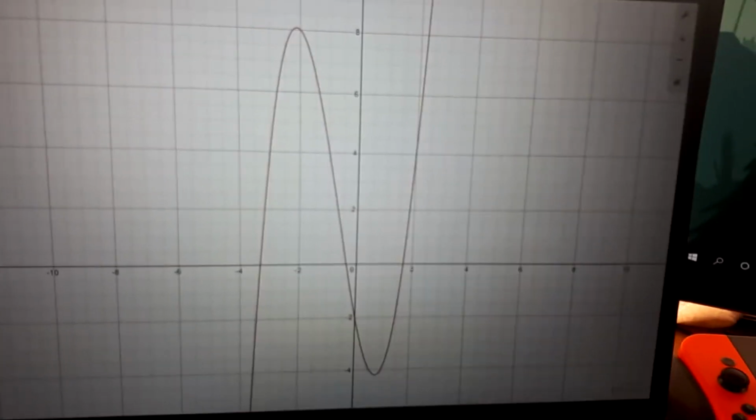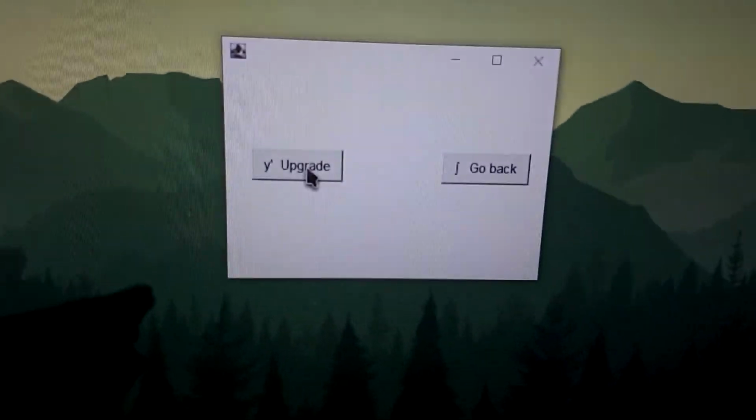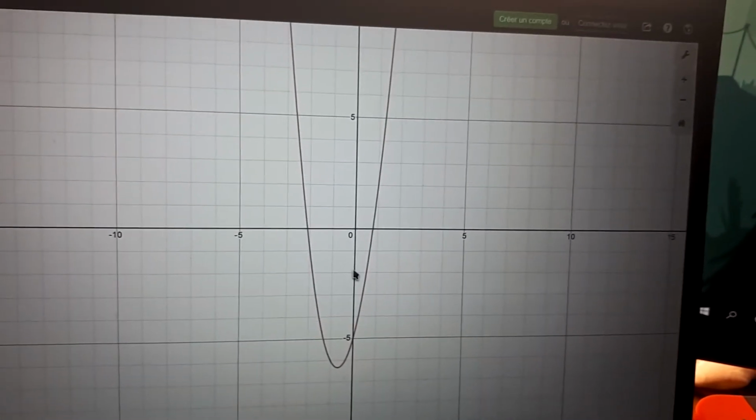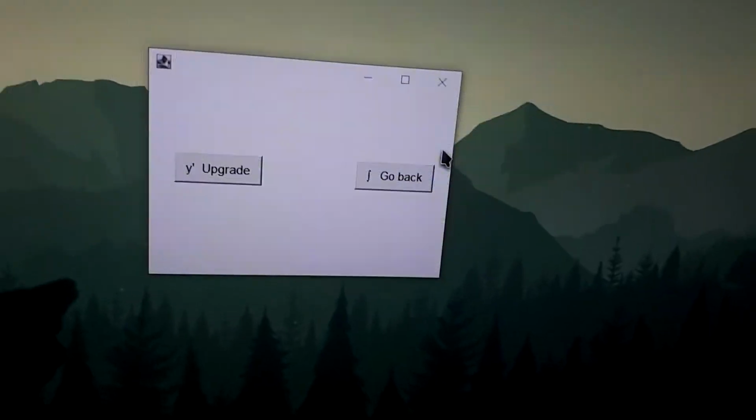You know, I like how wavy this function is. Hey, what's this over here? Upgrade. I wonder what this does. Uh-oh, where'd the waves go? There must be a way to go back. Huh, there is.